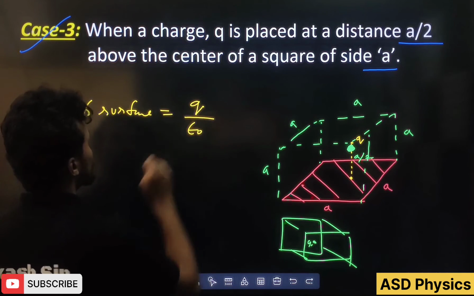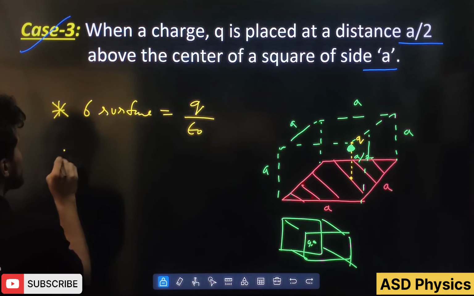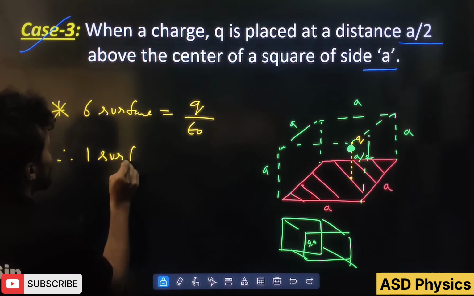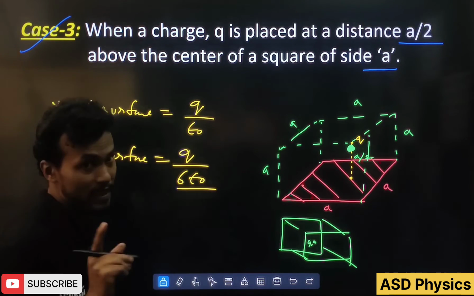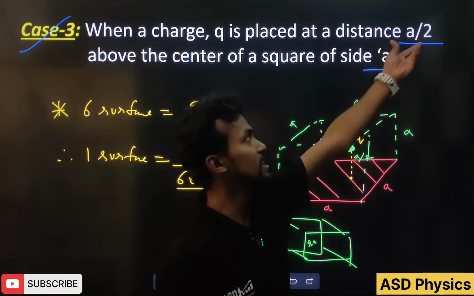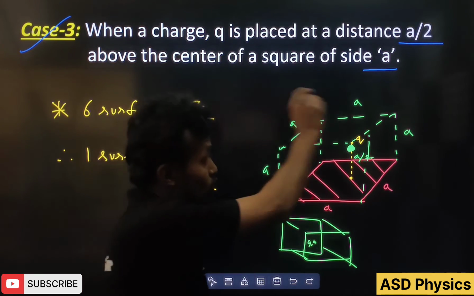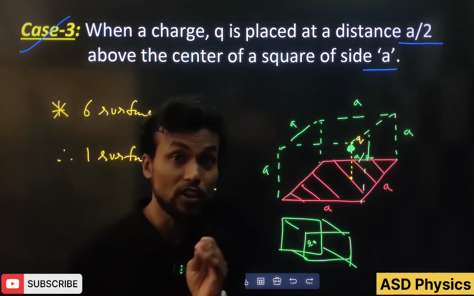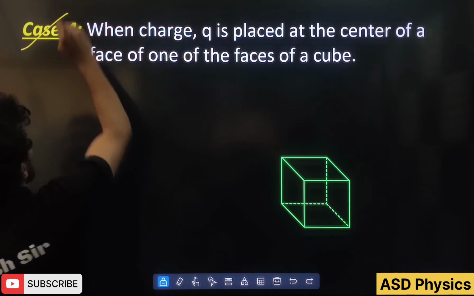Flux how much? Q by epsilon naught. But in our situation, how many surfaces are there? Only one surface is there. That means due to one surface, flux will be how much? Q by 6 epsilon naught. And remember that if the side is A, the charge should be at a distance of A by 2. Then only after symmetry drawing, the charge will come at the center of the cube. Okay, please remember that. Next one, students, see please, case 4.